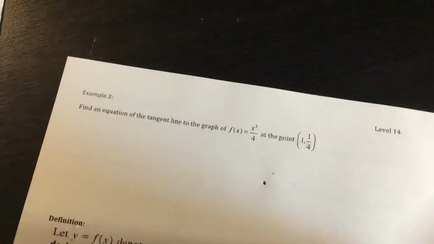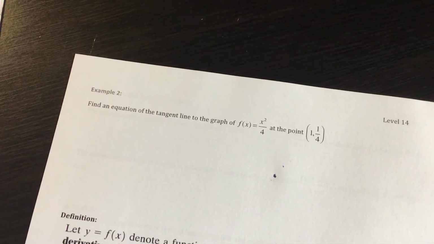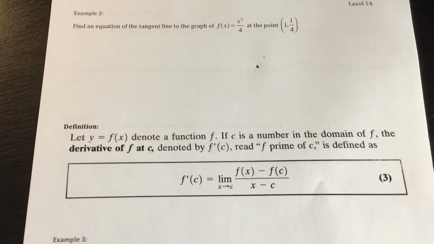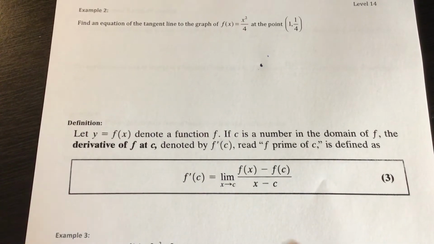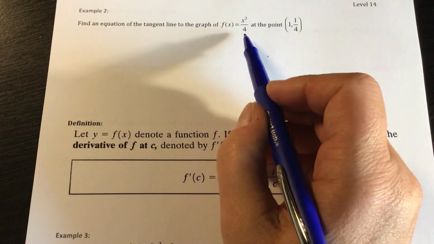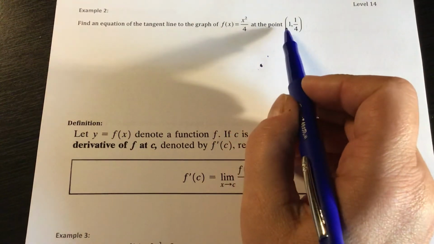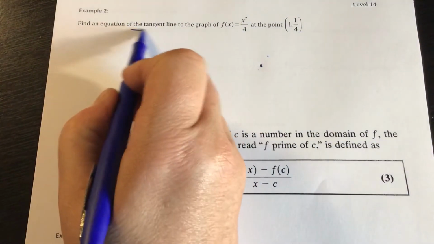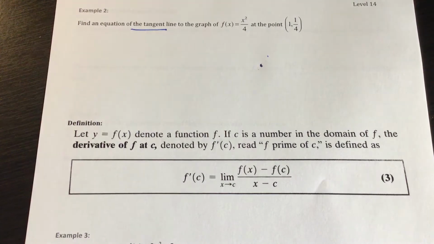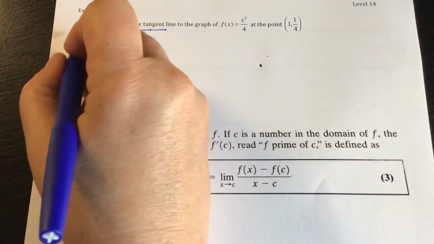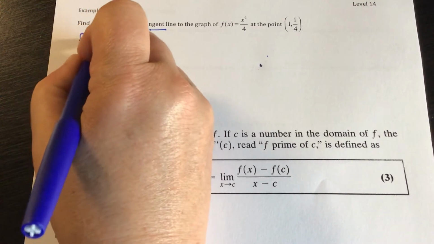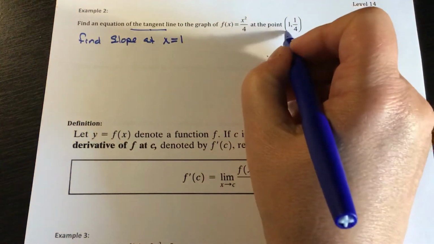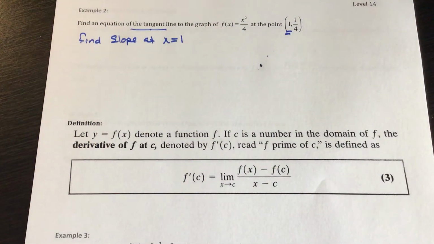So on the next page, on example 2, it says to find an equation of a tangent line to the graph of f of x equals x squared divided by 4 at the point (1, 1/4). All right, so find the equation of a tangent line. So the tangent line means we want to find the slope at x equals 1, because that's the x value that we have here.